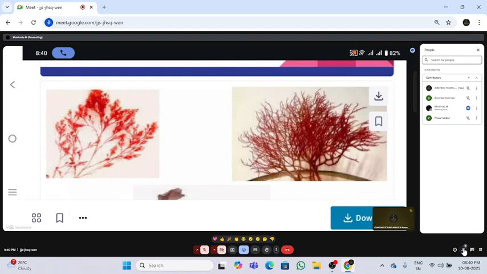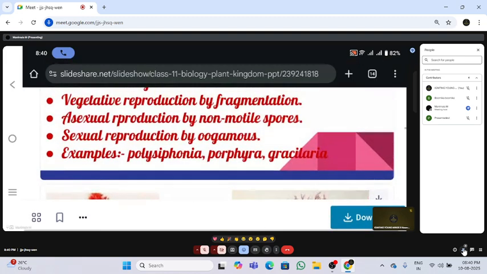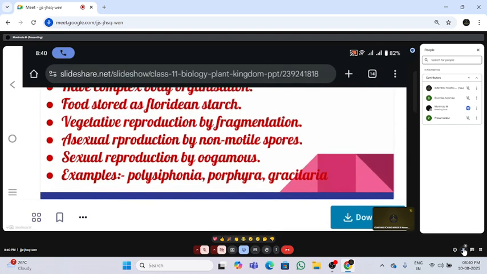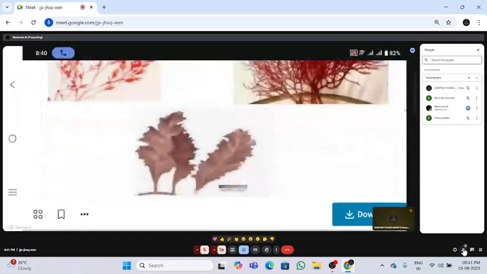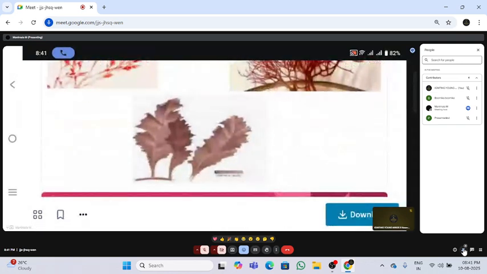Sexual reproduction takes place with the help of oogamous type. Asexual reproduction is by non-motile spores. Vegetative reproduction is by fragmentation. After sexual reproduction we get the zygote. This zygote undergoes many post-fertilization changes. Examples are Polysiphonia, Gelidium, Gracilaria. These are the very, very important organisms: Gelidium, Gracilaria.